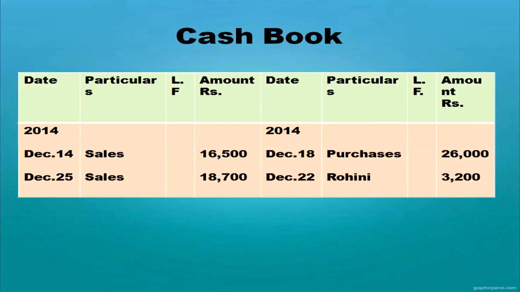Receipts are coming inside the business in the form of cash. So, it is a revenue. So, you are writing on the debit side of the cash book to sales 18,700 amount. Then cash paid to Rohini. Rohini is the receiver of the cash. So, Rohini debit to cash. On the payment side, you are writing by Rohini, date and amount in the respective columns.